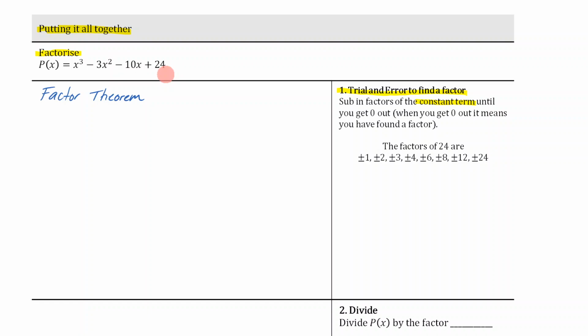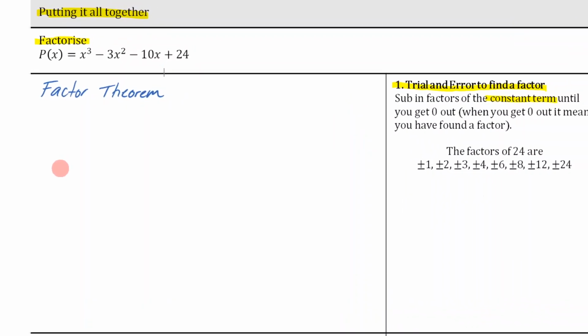And that's what we want to do. We just want to find a factor first. Now, are we just going to sub in random numbers? That would take us forever. And thankfully, we don't. Rather, what we just have to do is sub in factors of the constant term. So here are the factors of 24, plus or minus 1, 2, 3, 4, 6, 8, 12, and 24. We're just going to sub these in until we get 0 out. So let's do that now.